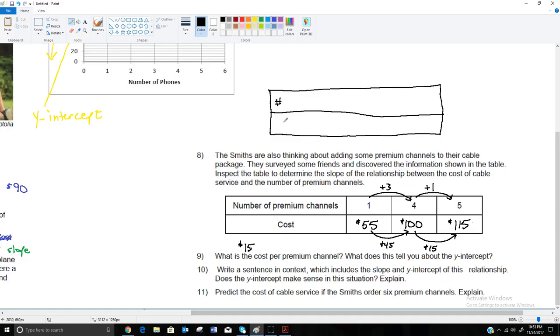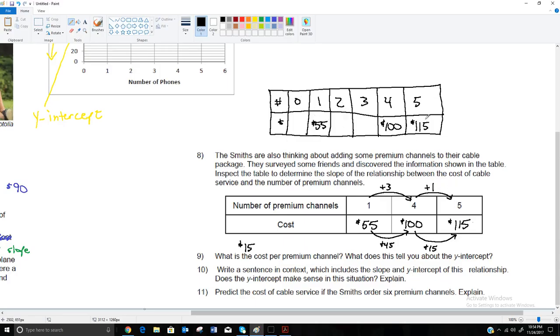So we have the number of channels and we have the cost. And if we just make this table start at 0, and go up, it makes it so much easier to understand this problem. So this is going to be 0. We don't have that yet. This is going to be 1, 2. 1 we have. 1 is $55. 2 we don't have. 3 we don't have. We know 4 is $100. And then we know that 5 is $115. So we're going to have everything filled in that we need all the way up to the biggest one that they have here, which is 5.